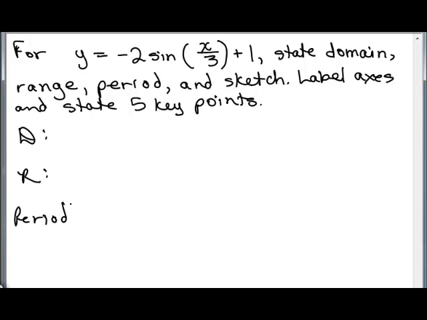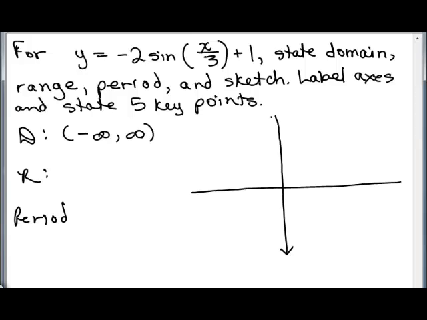Now, this is a sine function, and there's no values for which the sine is not defined, so the domain is all real numbers. That's always true for the sine and the cosine. Now the range is a little bit trickier. I actually think it's easier to graph it and then look at the picture to determine the range. So let's see, how would we even begin to graph this?